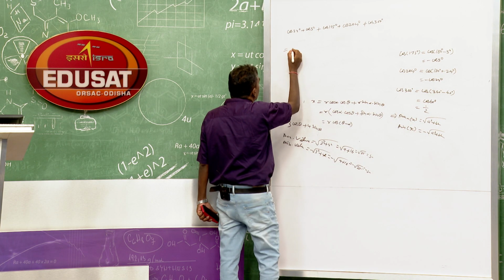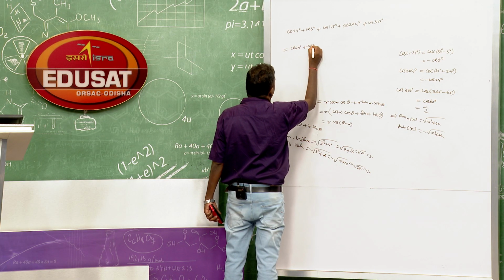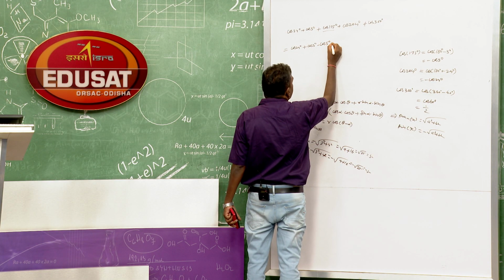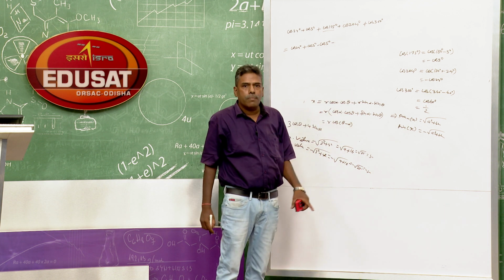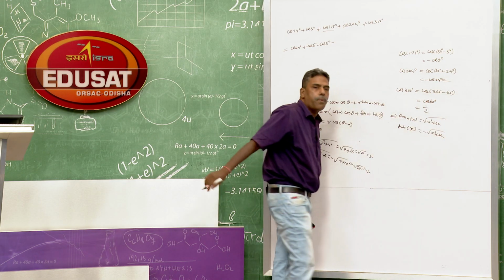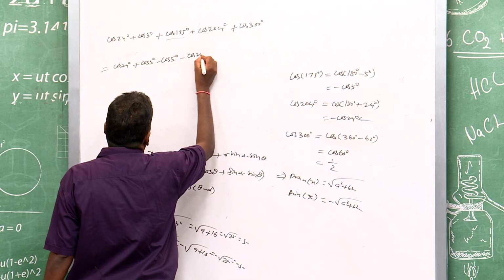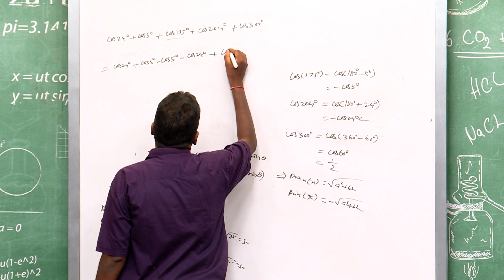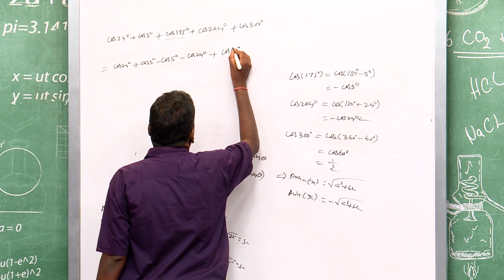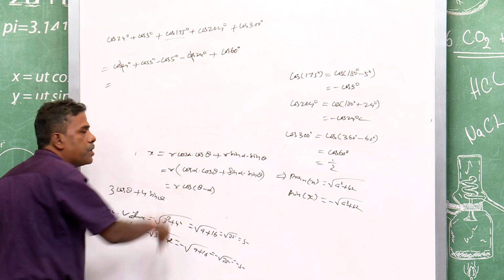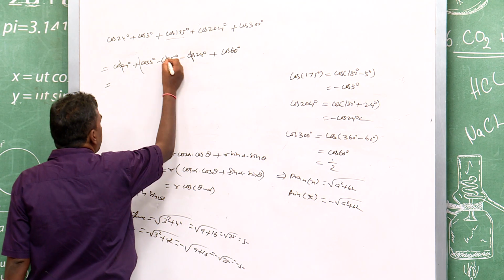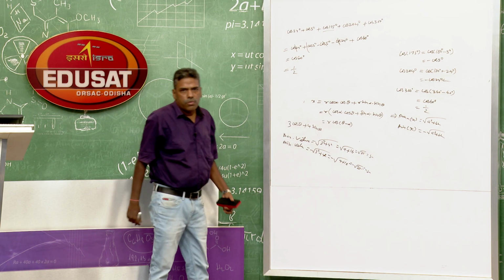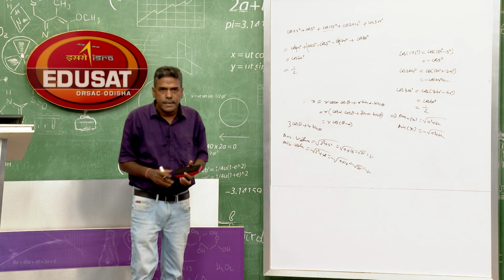So, this is equal to cos 24 degree plus cos 5 degree, and cos 175 degree is equal to minus cos 5 degree, cos 204 degree is equal to minus cos 24 degree, and cos 300 degree is equal to cos 60 degree, which is 1 by 2. So, cos 24 and minus cos 24 cancel, cos 5 and minus cos 5 cancel, leaving cos 60 degree, which is equal to 1 by 2. So, the value of this expression is 1 by 2.